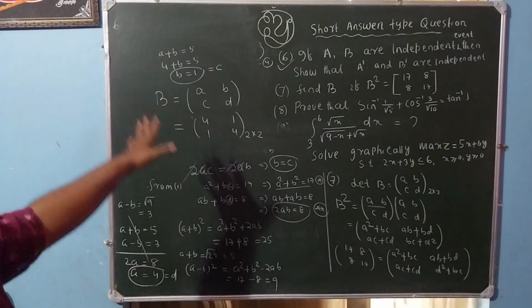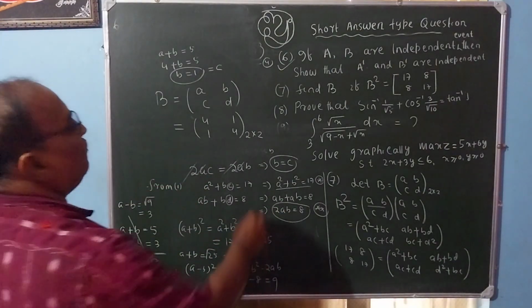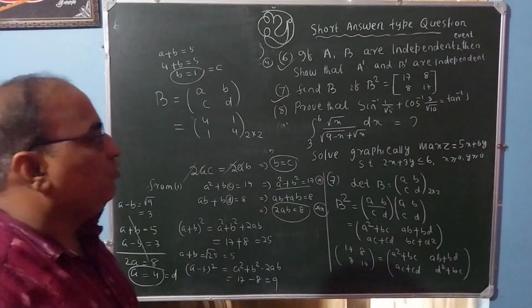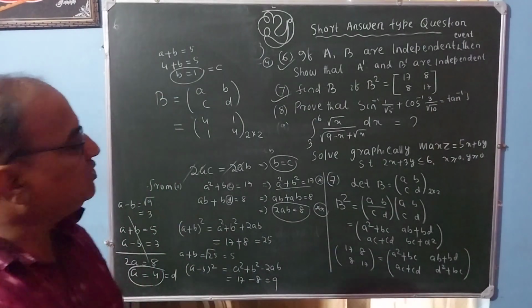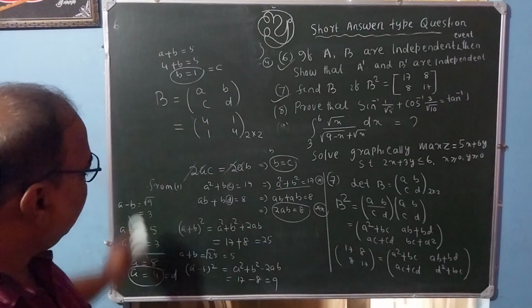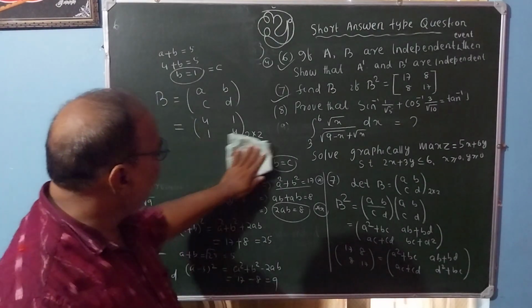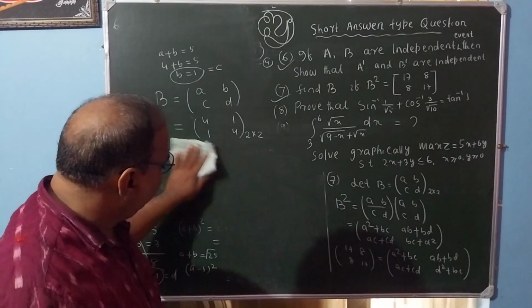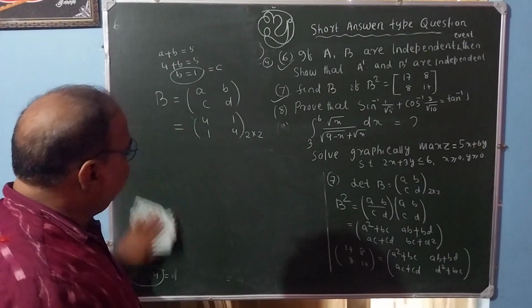Okay, so this is the answer of question number 7. B to be found out. This square is given. This is a question from matrix, a very important question. So in this manner, you have to work out these problems. Now we have to work out question number 8.